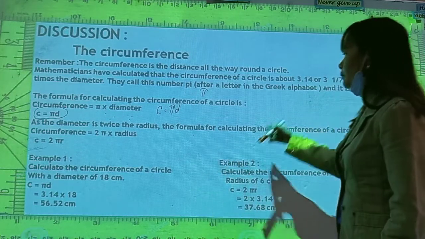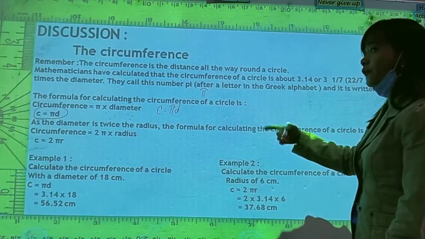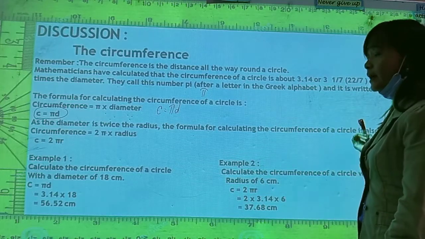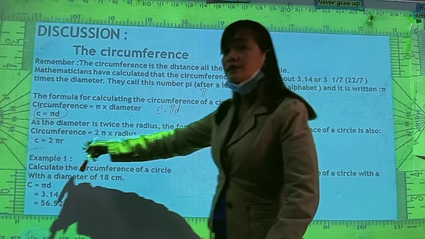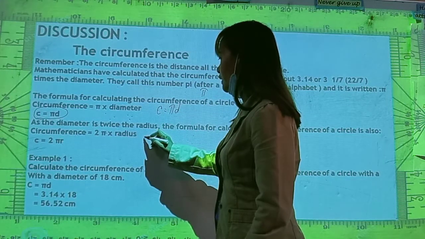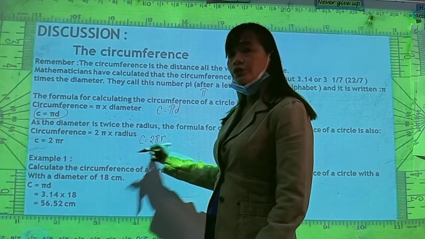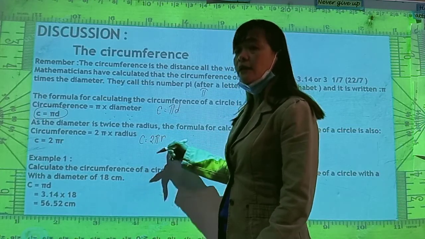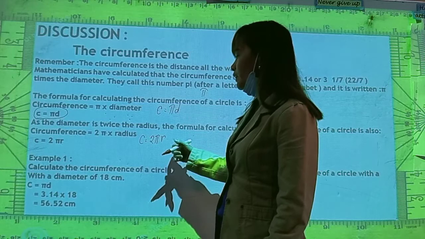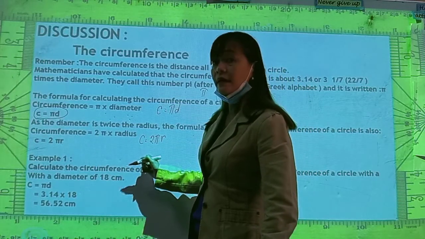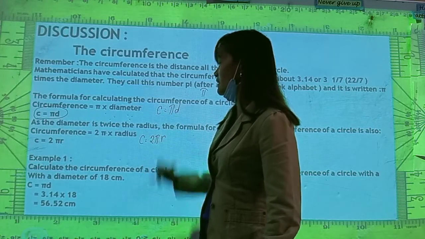The formula for calculating the circumference of a circle is also circumference is equal to 2 pi radius. This is the formula in computing with the radius. The diameter is twice the radius. This is the radius and this is the diameter.